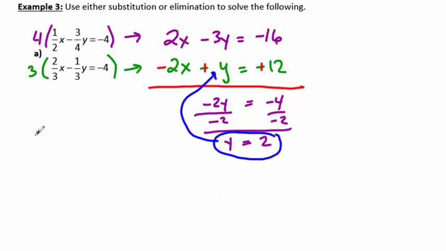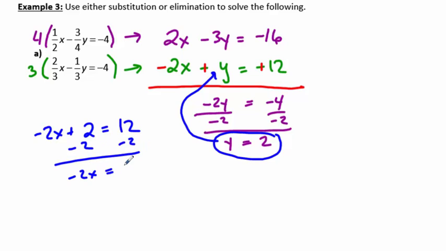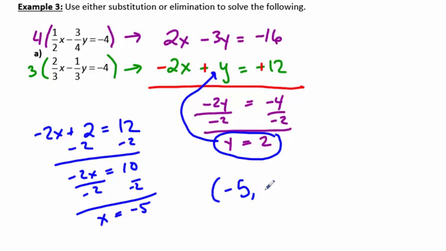Alright, so now I have -2x plus a y value of 2 equals 12. Subtract 2 from both sides. -2x equals 10. And divide both sides by -2. We get x equals -5. So the solution here is the ordered pair -5, 2.